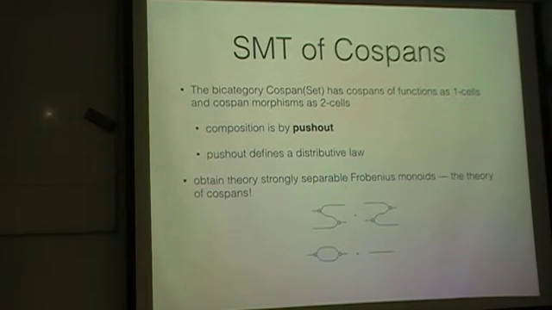And just for fun, we can also think about the SMT of cospans. So cospans now has one-cells cospans of functions, so now we're sort of going inside.